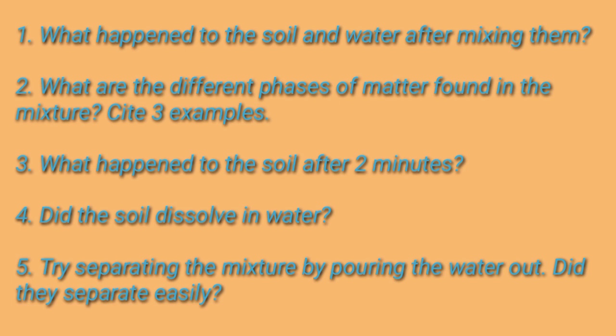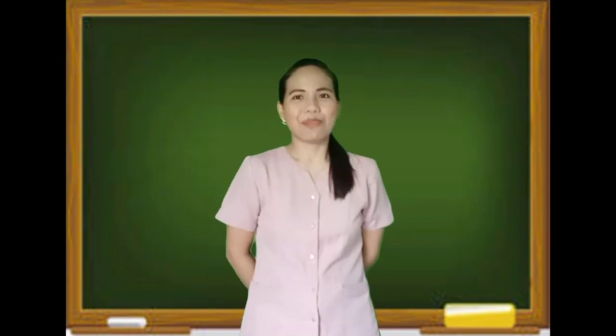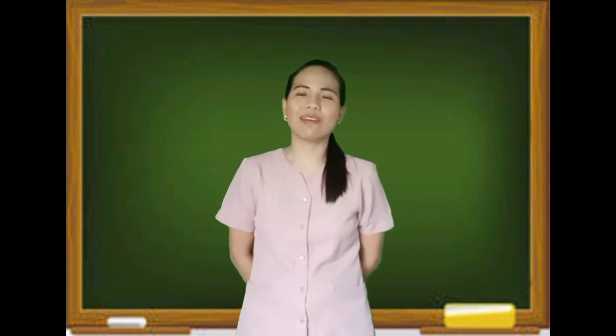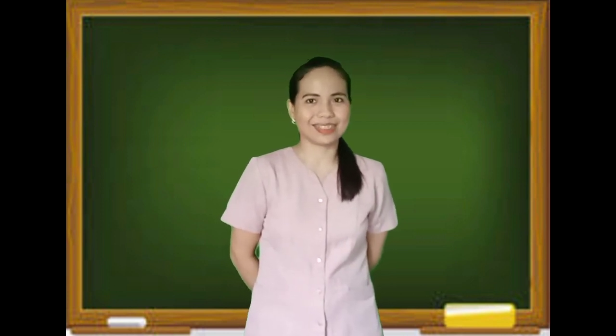Let us answer the following questions. What happened to the soil and water after mixing them? What are the different phases of matter found in the mixture? Cite 3 examples. What happened to the soil after 2 minutes? Did the soil dissolve in water? Try separating the mixture by pouring the water out. Did they separate easily? Have you answered all the questions in Activity 1? Then let's have Activity 1.1.